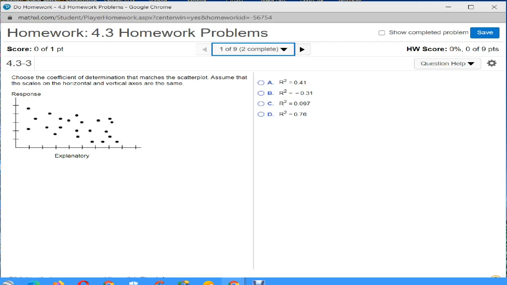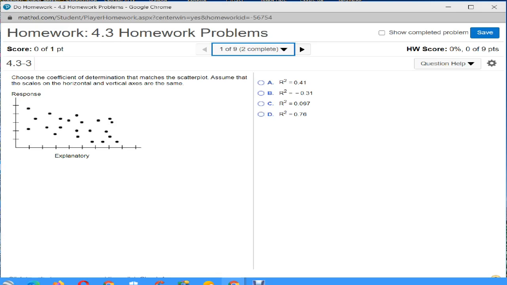First of all, you can rule out the negative one, because we're taking the r value, the correlation coefficient, which we did in 4.1 and 4.2, and we're squaring it. So it's got to be a positive number. It's got to be a percent of variance in the response that's explained by variance in the explanatory variable. So that one's out of the picture.